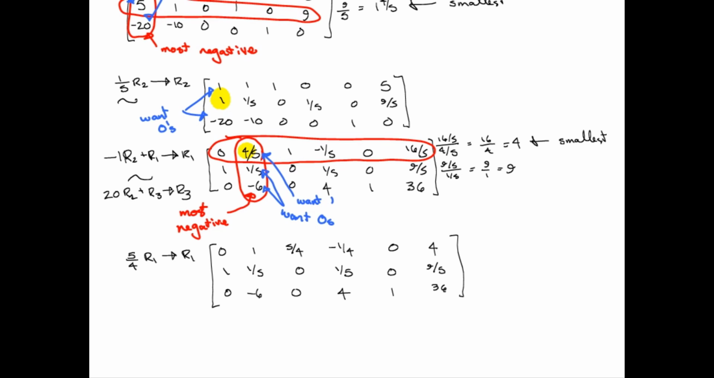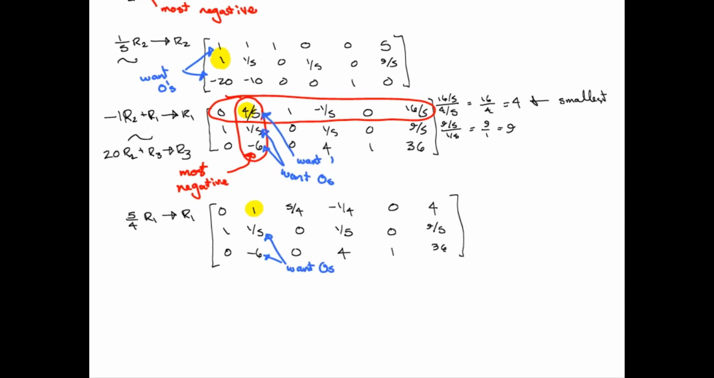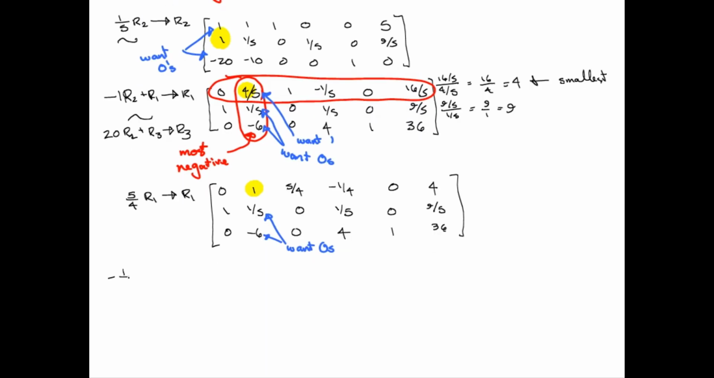So now, let me highlight my pivot element again, which is right here. This is the element that I just turned into a 1. And so that means I need to get zeros here. So I will do negative 1/5 times the row with the leading 1, add to row 2, and I will do positive 6 times the row with the leading 1, add to row 3, into row 3. Here's what we get.